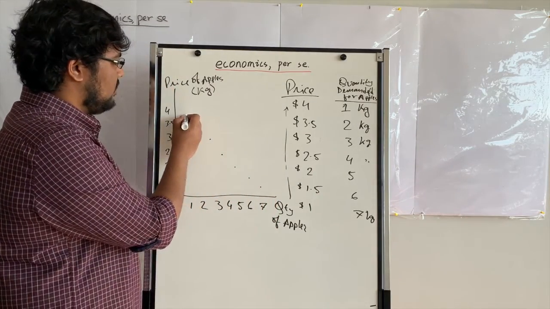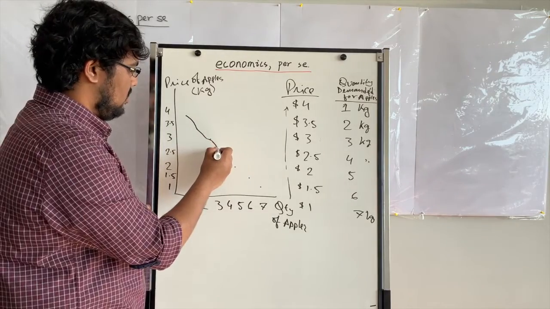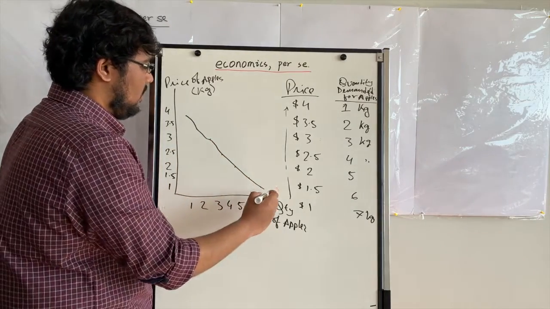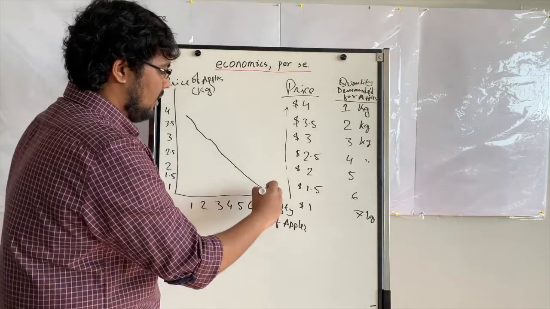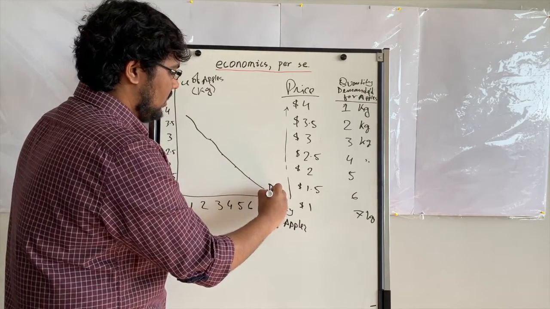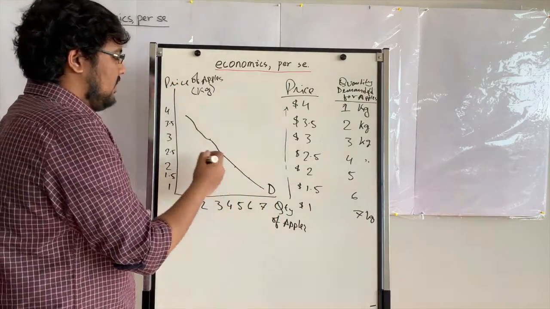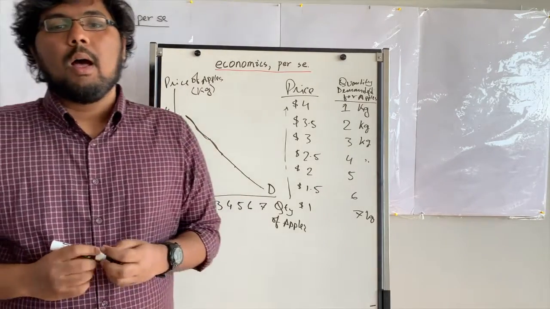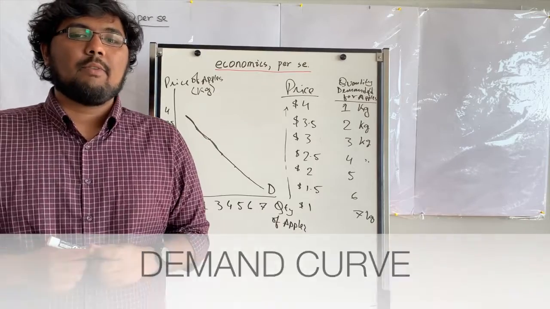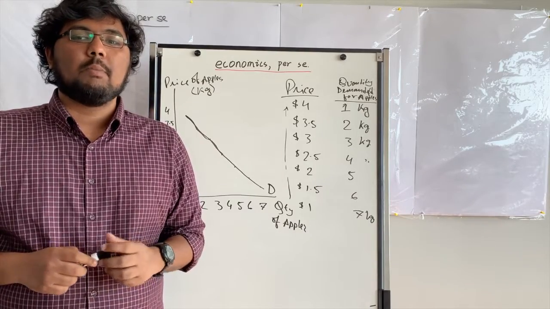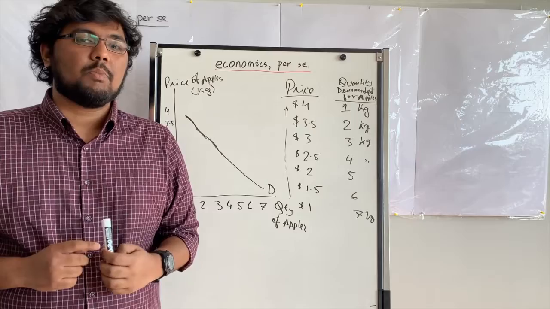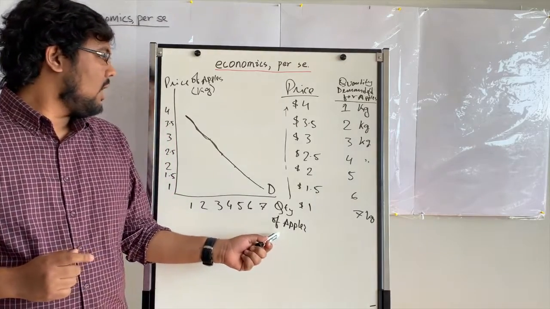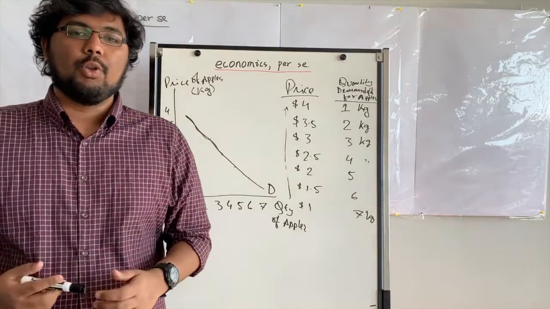And if we join these dots, we get the demand curve. Let's call it D. This is the demand curve. The demand curve is a graphical representation of the demand schedule, and it shows the relationship between the quantity demanded and the price of a good.